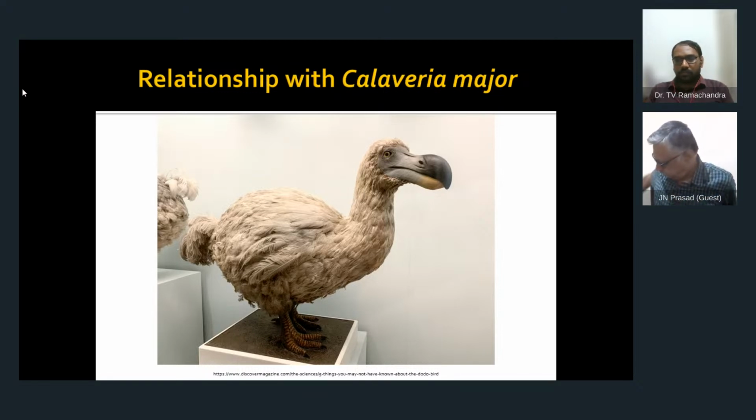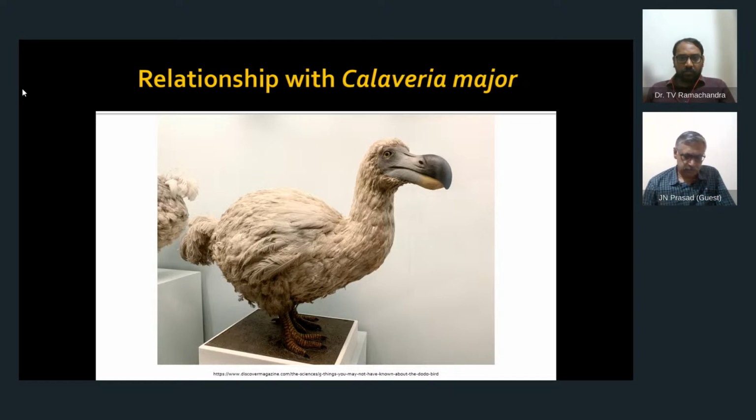But in the Mauritius Islands, there was also one other tree which was dependent on these birds for its germination, that is Calvaria major. This particular species of tree was abundant on the island because of these birds. Once these birds became extinct, over the years it was seen that no new saplings were coming out, and eventually these trees are also going extinct. That is when they realized that these two are connected.